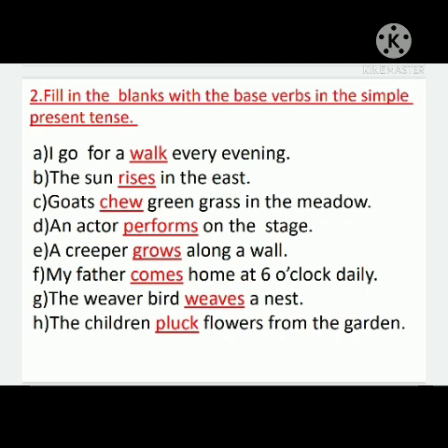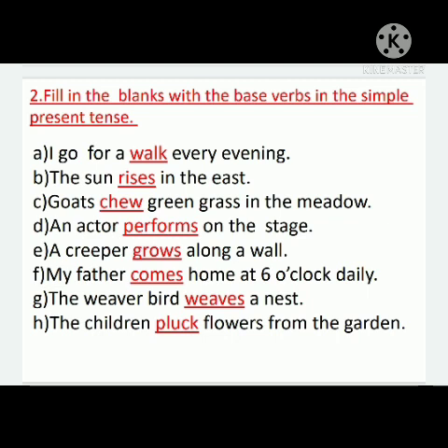We have to write that verb properly by seeing the subject place. All these sentences are in the simple present tense. If I is in the subject place, we have to add the same verb. We should not change the verb form. Whichever word is in the bracket, we have to add the same word. We should not add any s or es. If he, she, it are in the subject place, we have to add s or es to the verb.